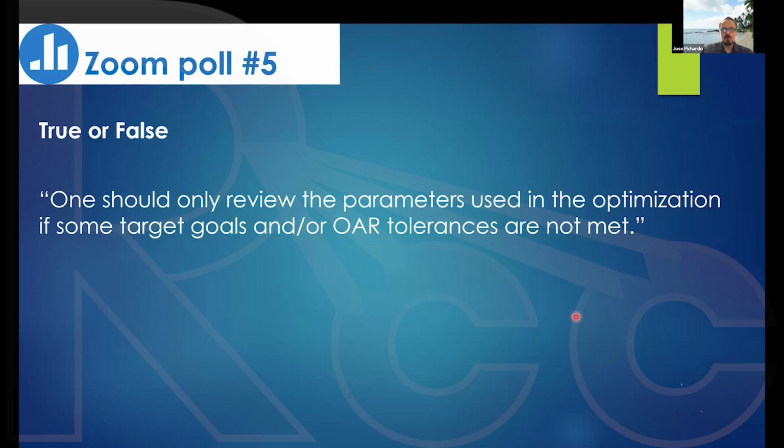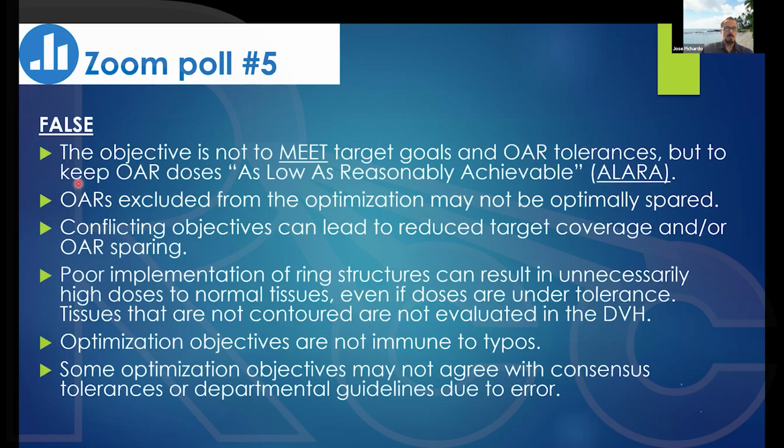All right, so most people chose false. Let's take a look. Yeah, false is the correct answer. Why is that the correct answer? Remember that the objective of optimization is not to meet the target goals and the OER tolerances, but to exceed them, right? So we want to keep the OER doses as low as reasonably achievable, ALARA, right? We want to push on those OERs up to the point at which you're beginning to compromise the target goals. That's where you should stop, at that edge, right?